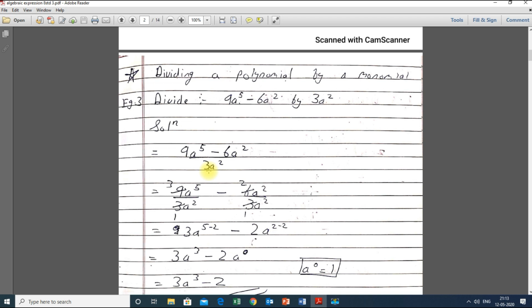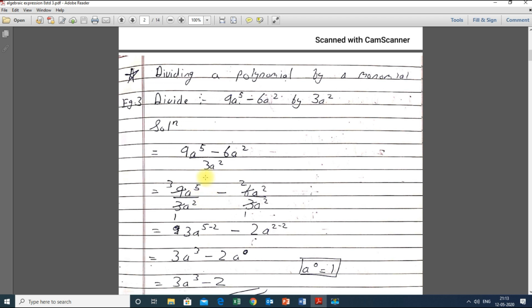Now it is very easy. Whenever in the denominator it is only one term, that is, it is a monomial, then simply you have to divide by this 3 a raised to 2 in two parts. Keep it with 9 a raised to 5 also, and keep it with 6 a raised to 2 also. You can see over here I have written 3 a raised to 2 with 9 a raised to 5, and 3 a raised to 2 with 6 a raised to 2. Now 3 threes are 9, and then here 3 twos are 6.